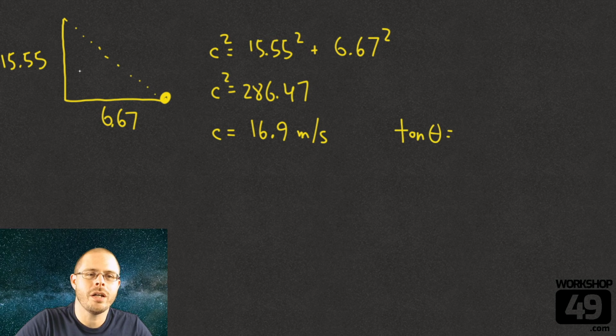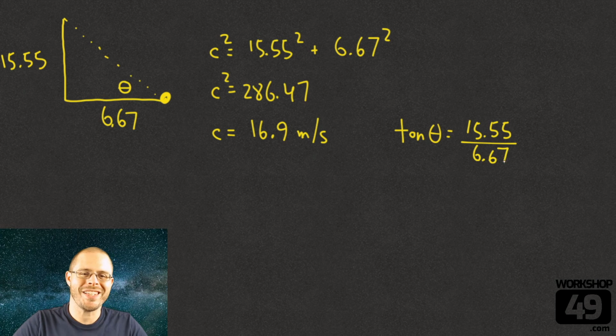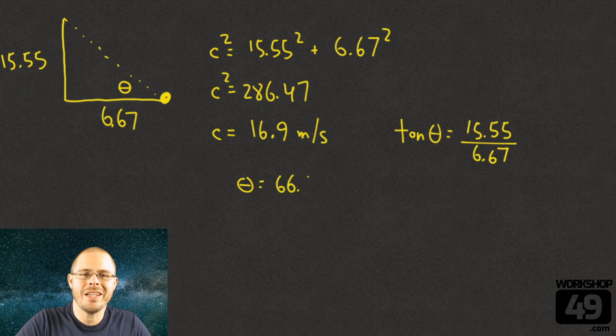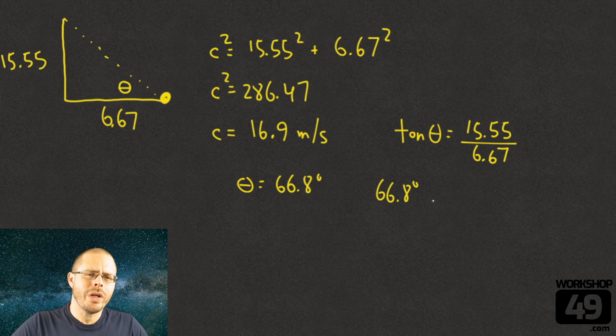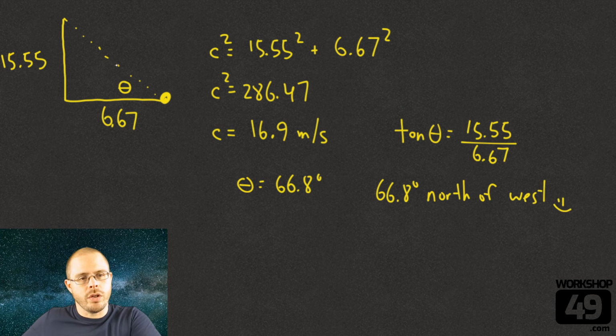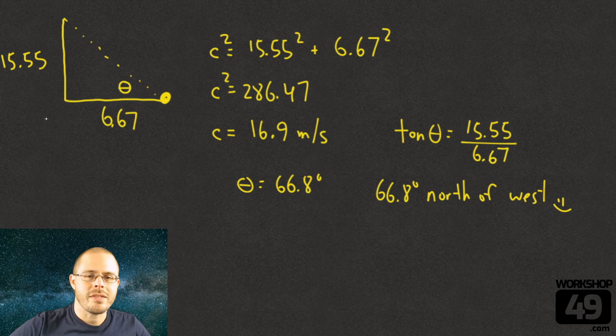It says right angle trig, so we can use tan theta. There's our little theta right there. We know the opposite, we know the adjacent. Tan of theta is our opposite, 15.55, over our adjacent, 6.67. We hit the inverse tan button and we get a theta equal to 66.8 degrees. We got it. We have a velocity, we have a direction, but we're going to have to report this angle, in this case, as 66.8 degrees north of west. So west is straight over, and we rotate it up a little bit, so that's 66.8 degrees north of west.